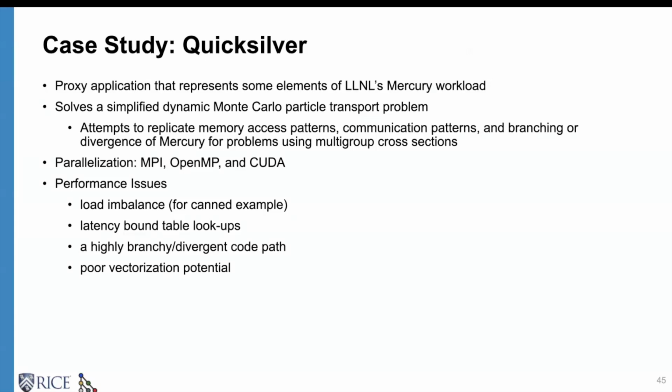user interface. Quicksilver is a proxy application that explores some of the characteristics of Livermore's Mercury workload. It solves a dynamic Monte Carlo transport problem. It's written in MPI, OpenMP, and CUDA, and it has some load imbalance for the canned example. It's latency bound. It has problems with table lookups. It's highly branchy, and it has poor vectorization.